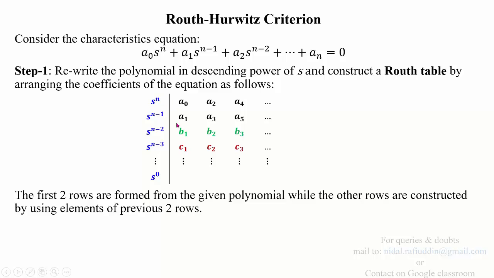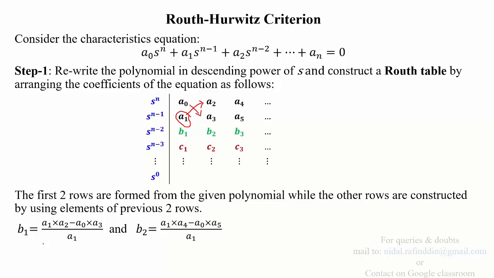So how do we evaluate b1? There is a simple formula which was given by Routh, and that is b1 is equal to a1 multiplied by a2, minus a0 multiplied by a3, divided by a1. So this is how you write the coefficient b1. I repeat: a1 multiplied by a2 minus a0 multiplied by a3, divided by a1.